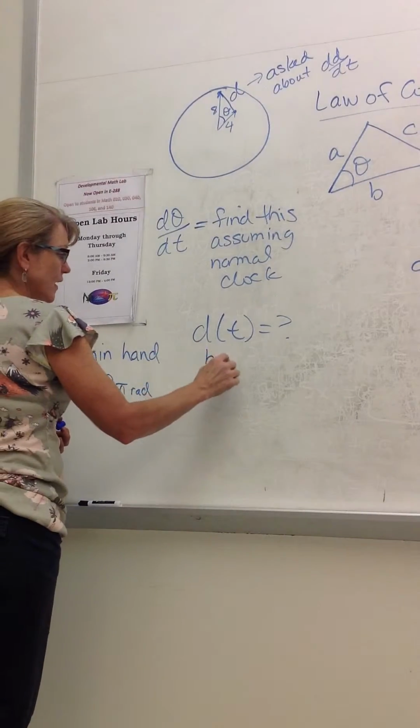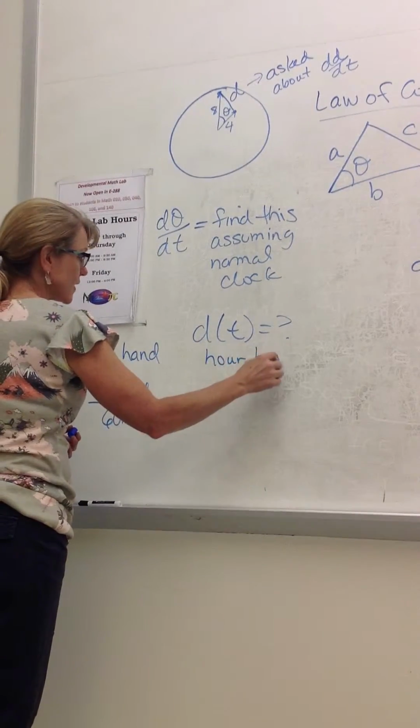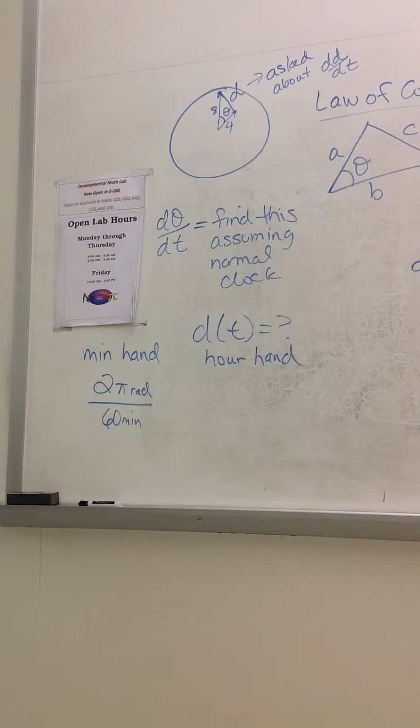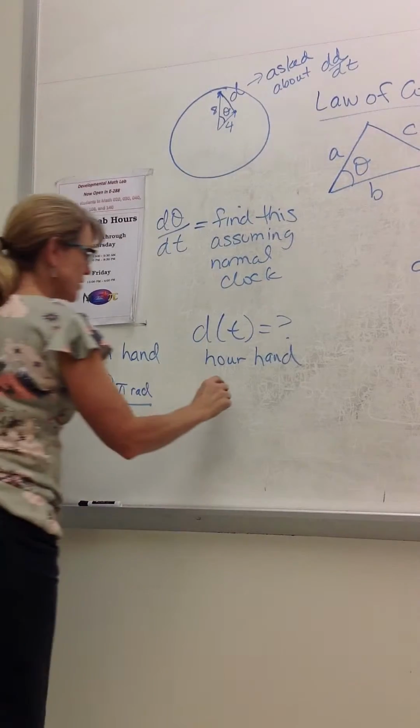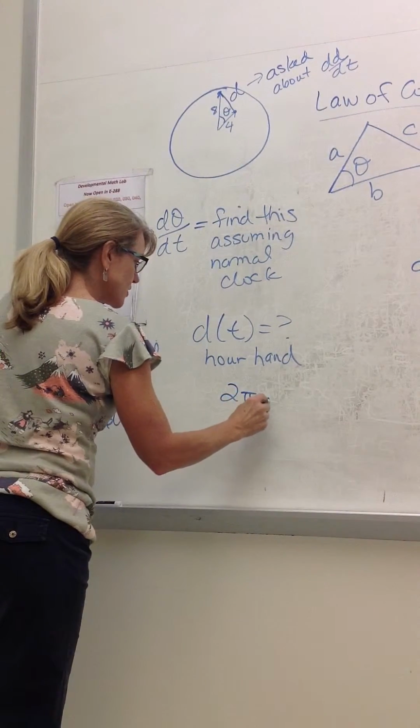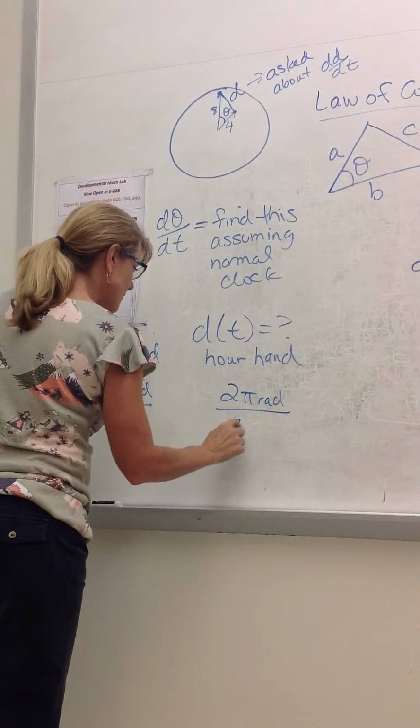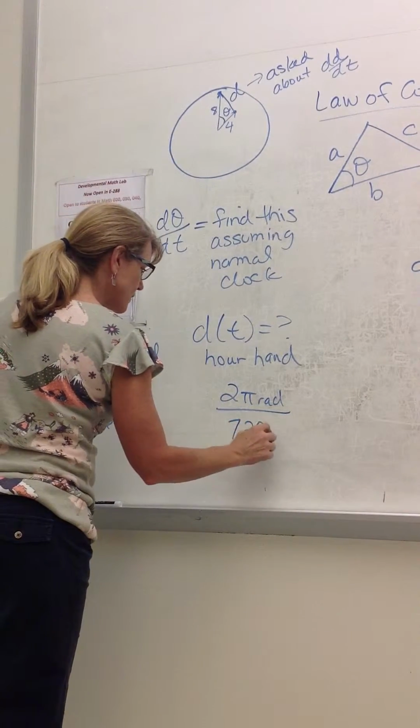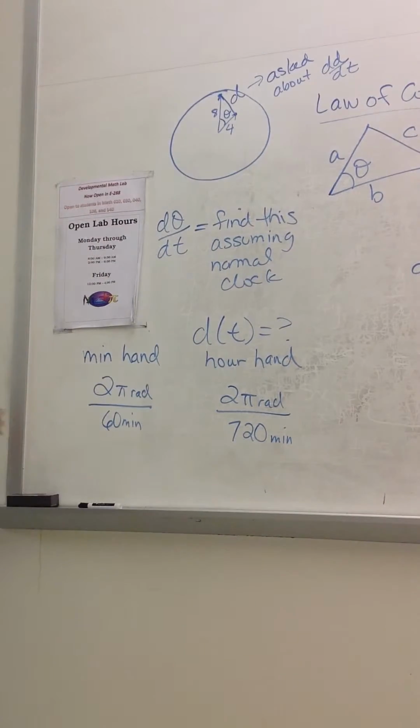The hour hand, on the other hand, how long is it taking before it actually makes a full rotation? 12 hours. Okay, so it makes a full rotation in 720 minutes. And the difference between them is what d theta dt is, and which one you subtract from which kind of doesn't matter.